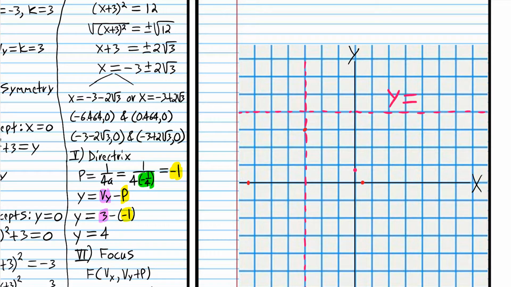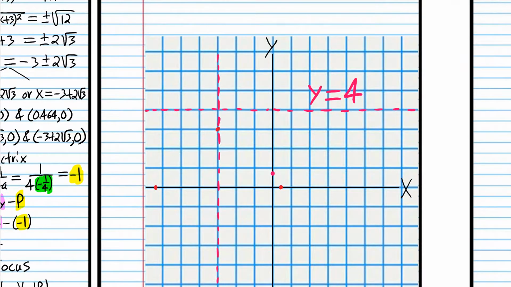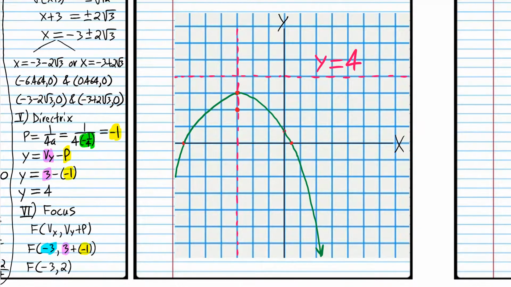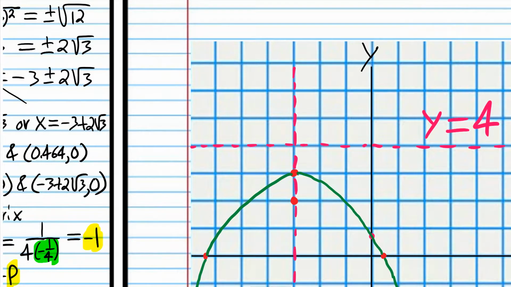I'm going to go ahead and write the equation of the directrix, y equals 4. And the focus is negative 3, 2. 1, 2, 3, 1, 2, so that's going to be here. Okay, so now we can go ahead and draw the parabola. And again, it could be more accurate if we had more points, but that would require more work.